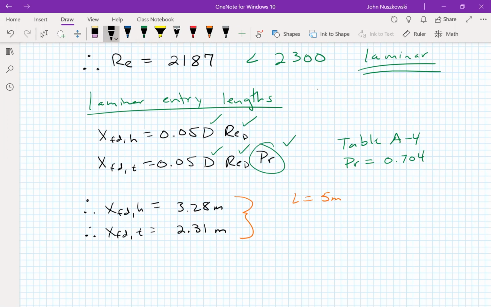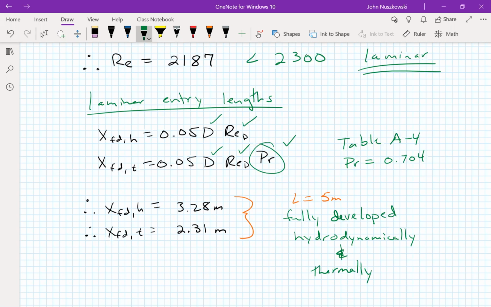So what does that tell us? It'll reach a fully developed flow. Yeah, so we're fully developed, okay? So we're also fully developed hydrodynamically, and thermally.